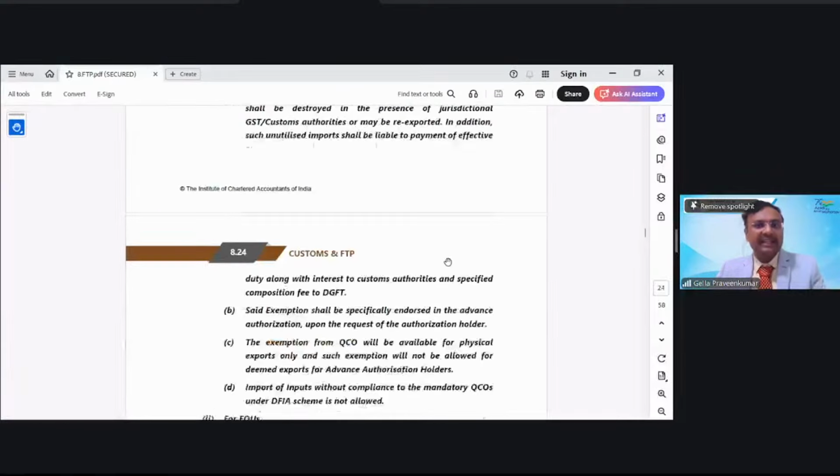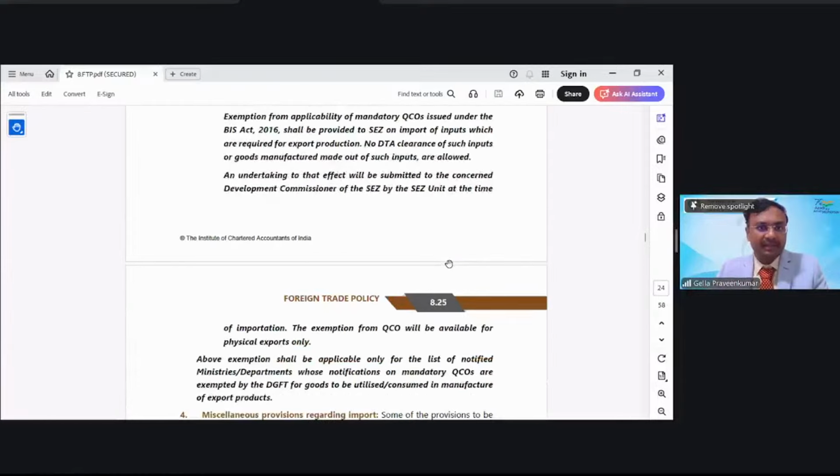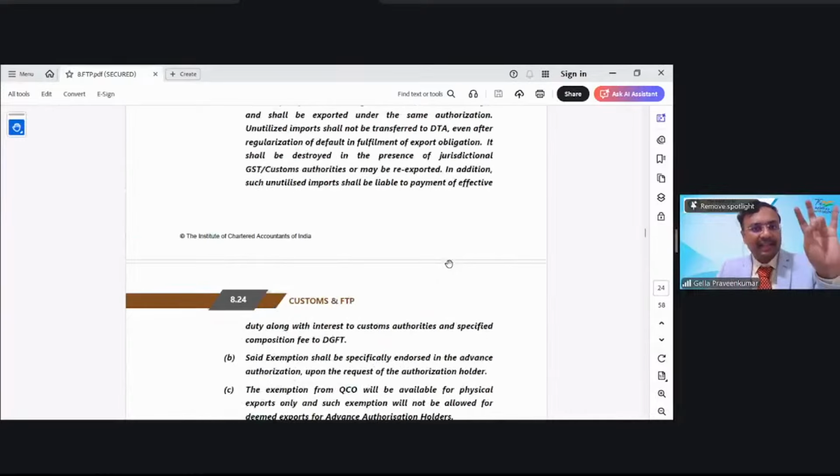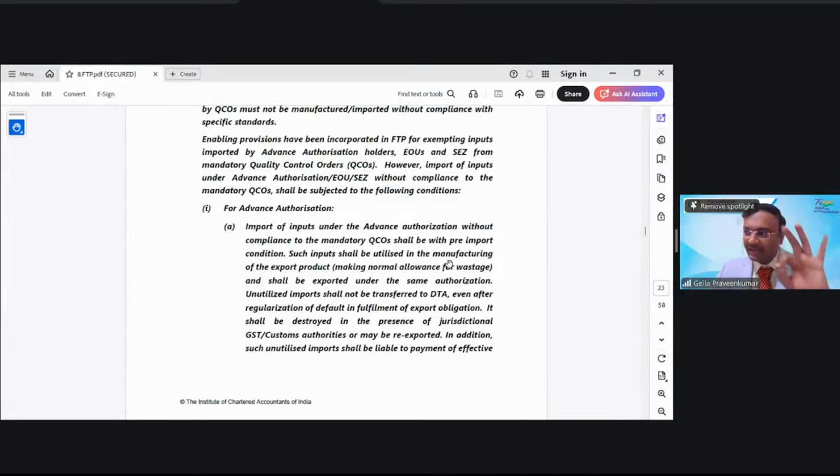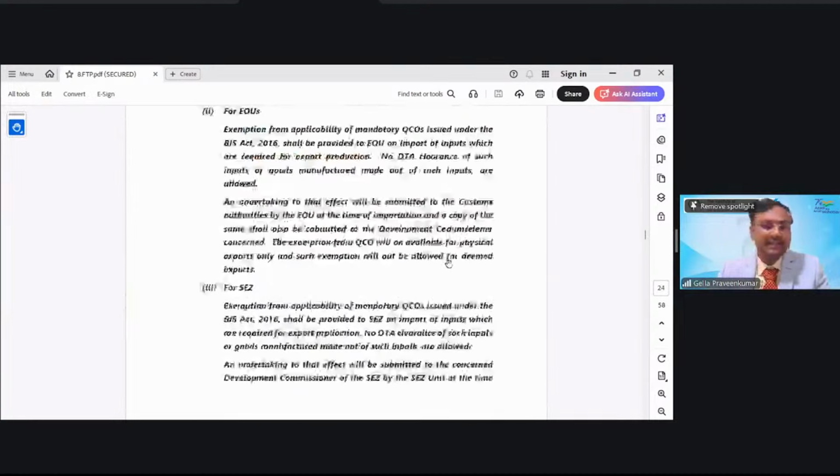This is the entire theory over here. So they have SEZ, EOU, and advance authorization. All the three, they have specified these aspects.